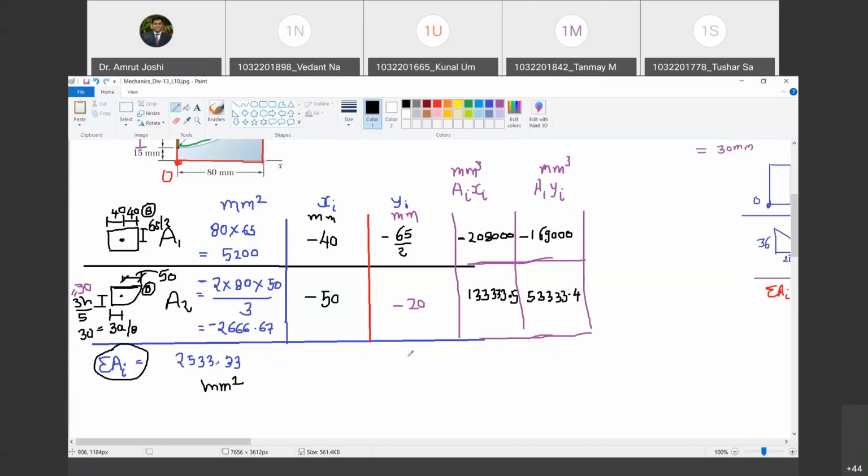Now tell me how much is summation ai xi. Which sign do you have to take for the summation? Tell me.